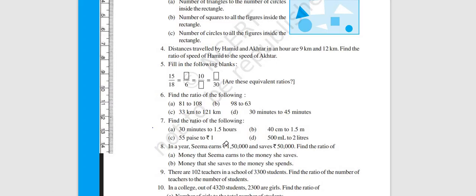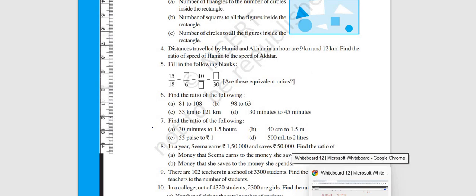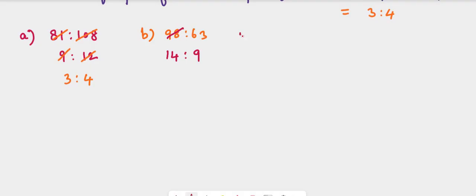Next C, 33 kilometers to 121 kilometers. In both, kilometers will get cancelled. And for 33 and 121, the 11 table, 11 3s are 33, 11 11s are 121.